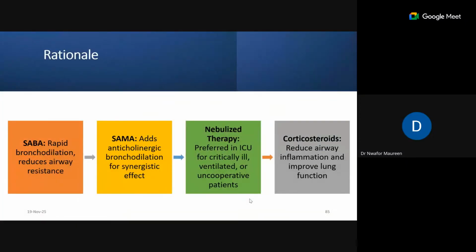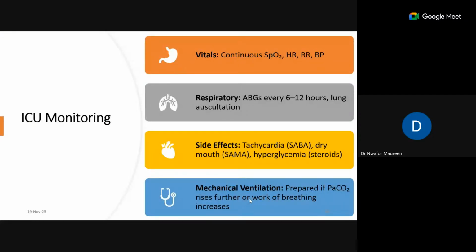Very important. And the rationale: the short-acting beta agonist will cause rapid bronchodilation and reduce airway resistance. The short-acting anticholinergic agent will cause bronchodilation for synergistic effects. Nebulized therapy is preferred in ICU for critically ill, ventilated or uncooperative patients. Corticosteroids will help to reduce airway inflammation and improve lung function.